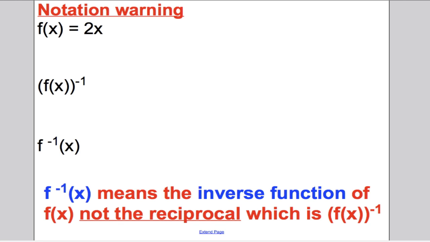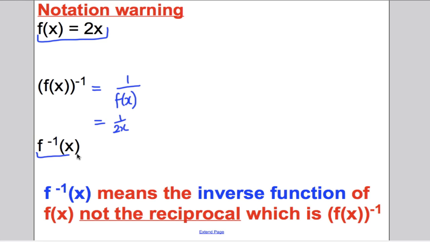A bit of notation warning and then we're finished. A couple of things to say. Imagine your original function was, say, double the input, so y equals 2x, or f of x is 2x. If I said to you f of x all raised to the power of minus 1, I'm taking the reciprocal. I am taking the reciprocal of f of x, so I'm working out 1 over f of x, which is 1 over 2x in this case.